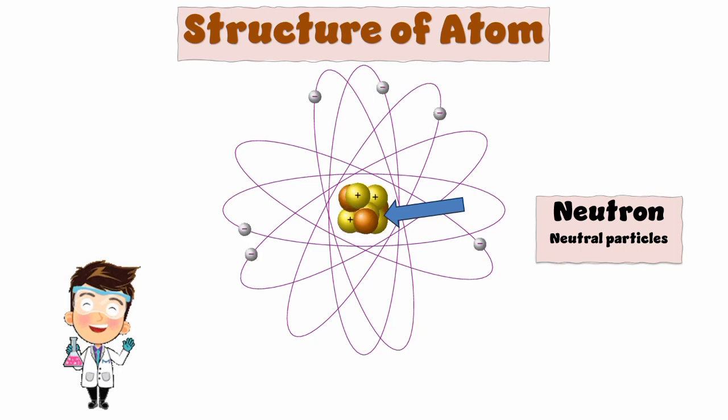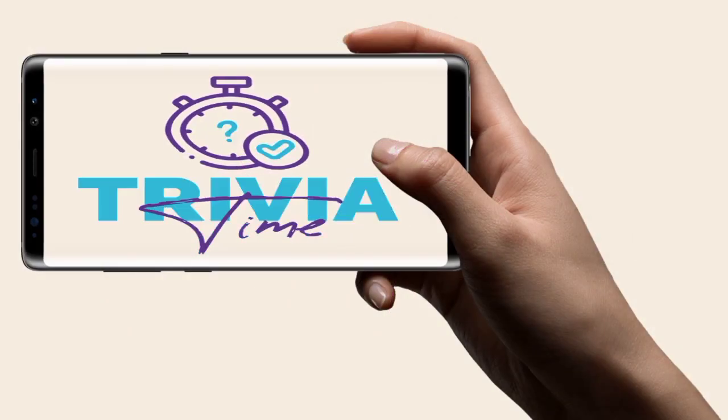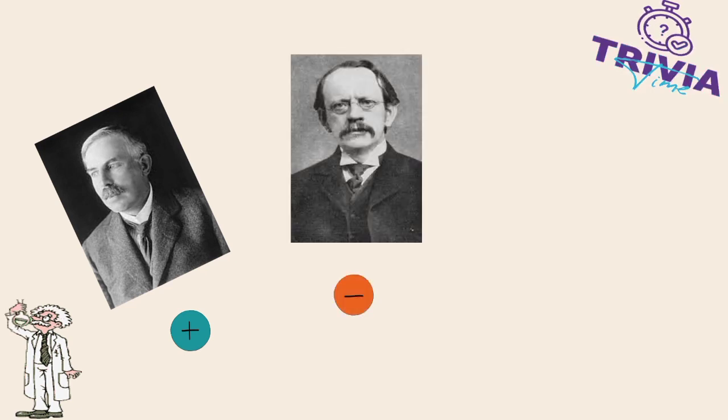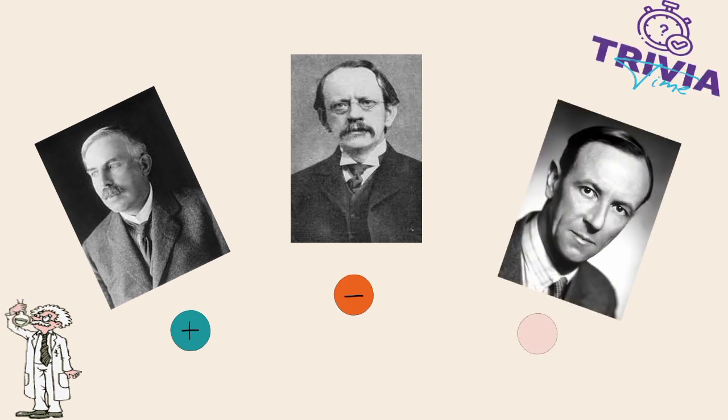It's trivia time! Did you know that the proton, or the positively charged particle, was discovered by Ernest Rutherford in 1909? And in 1897, the electron, or the negatively charged particle, was discovered by J.J. Thomson. And in 1932, the neutron, or the neutral particle, was discovered by James Chadwick.